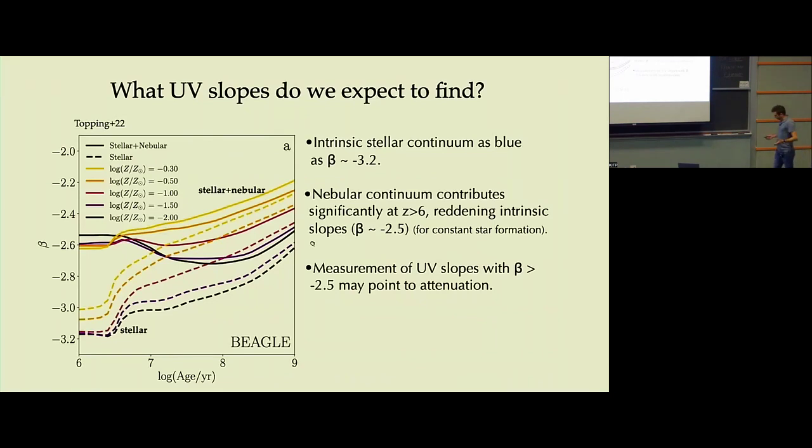Okay, but we're not just observing stellar continuum, we're observing the combination of stellar and nebular continuum, and when you add in the two-photon and free-bound continuum, you redden these UV slopes. So these solid lines show the combined stellar and nebular UV slopes, and you see that these intrinsic continua with no dust attenuation have values of about -2.6 or -2.5. Okay, so if we go out with JWST and observe UV slopes that are redder than -2.5, this may point to some modest attenuation in these galaxies.